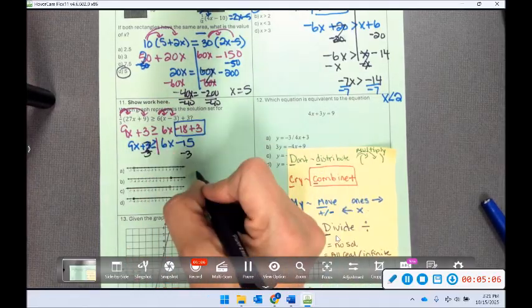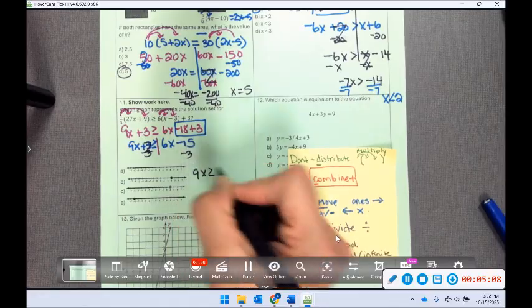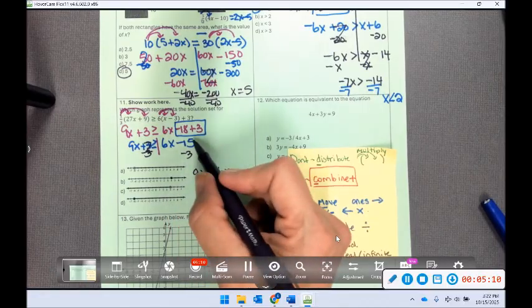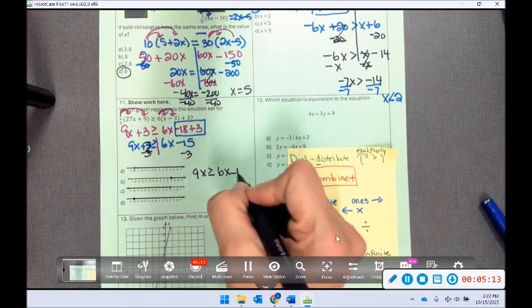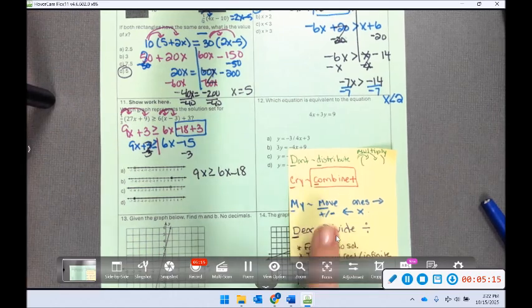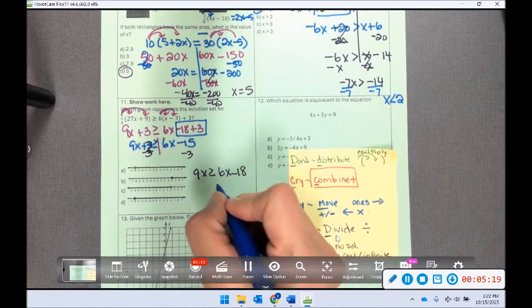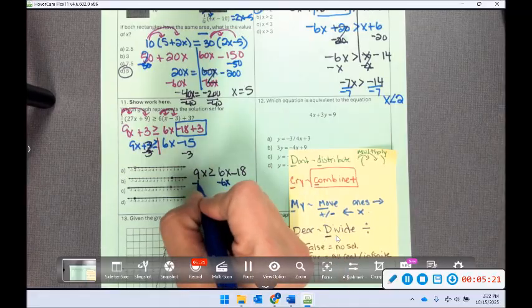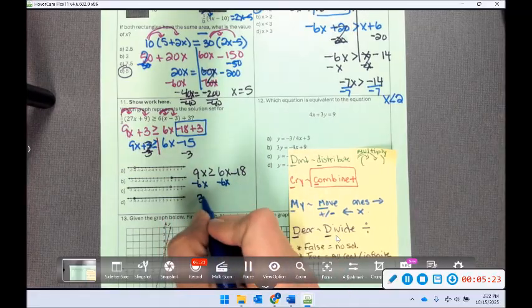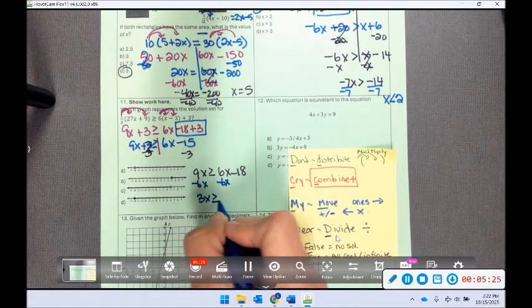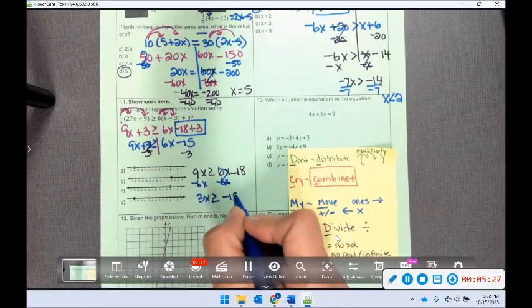These are going to zero out. I'm going to have 9x is greater than or equal to 6x. Negative 15 and negative 3 is going to give me negative 18. And I'm going to move my x's to the left. So I'm going to minus 6x to move this guy over here. I'm going to get 3x is greater than or equal to, these zero out, negative 18.